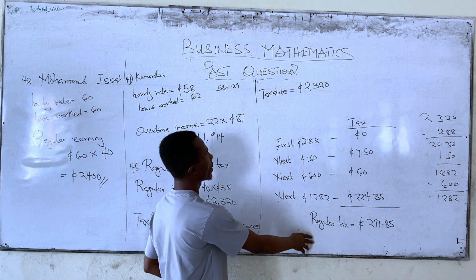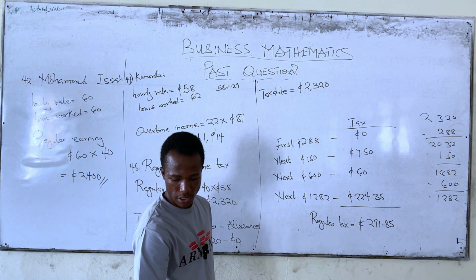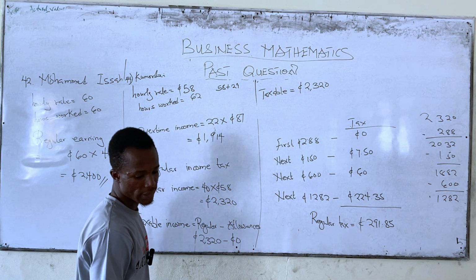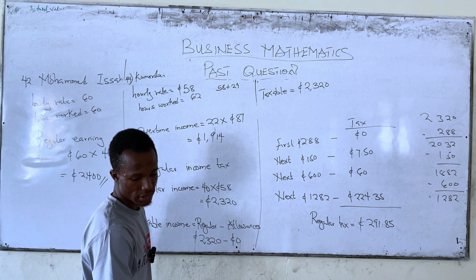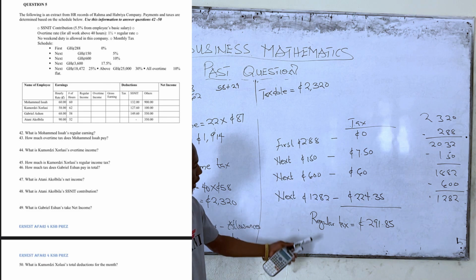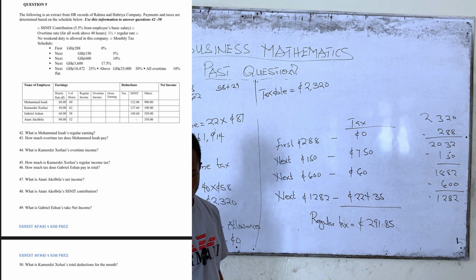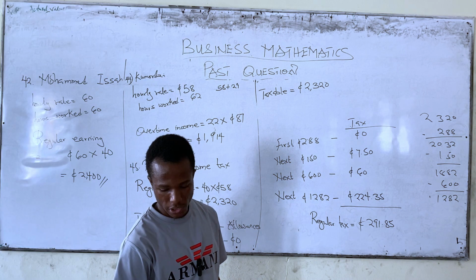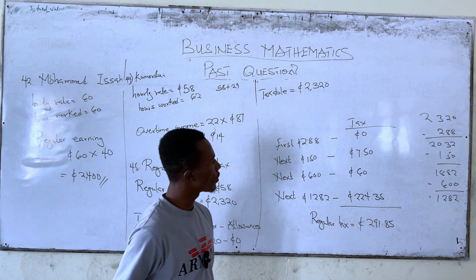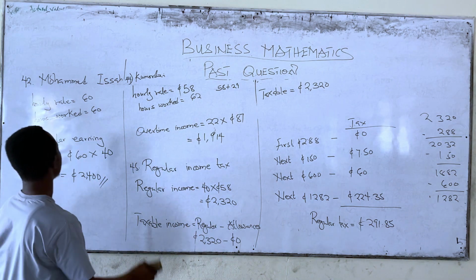So now the regular tax that they said we should calculate for who? Kumoji Zolasi, right? Yes, that is question 45. So the regular tax is 291.85. Okay, 291.85. Now, question 46. I'm cleaning this side.